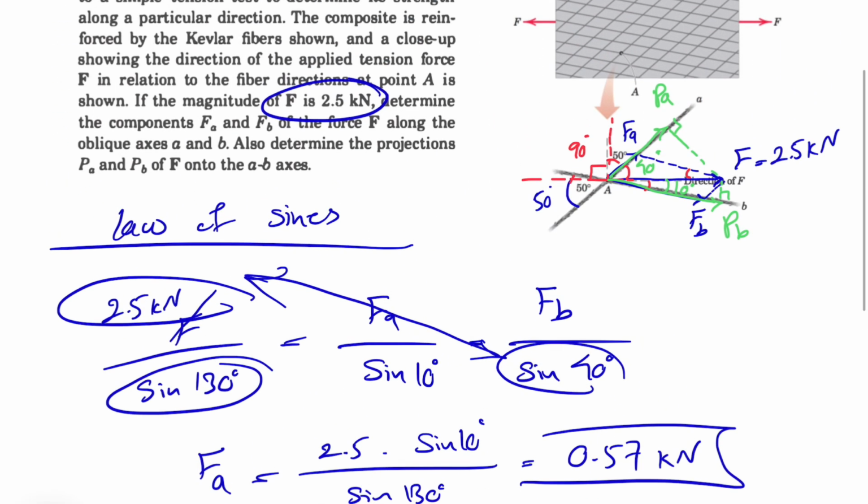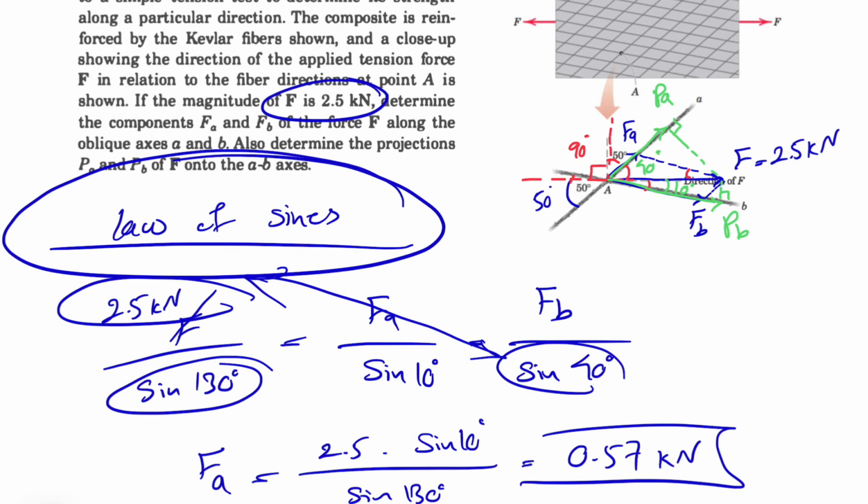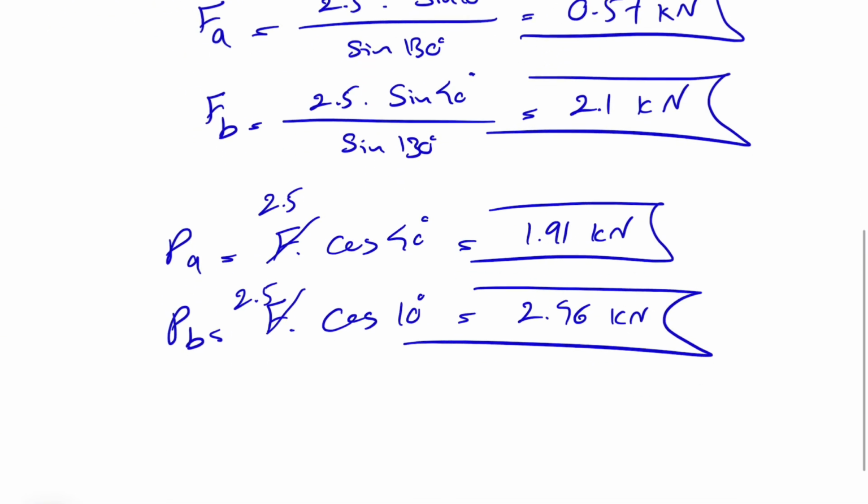Since our A and B, the two axes in here, are not perpendicular to each other, probably the best way is to go with the law of sines. And yeah, that would be all for this question.